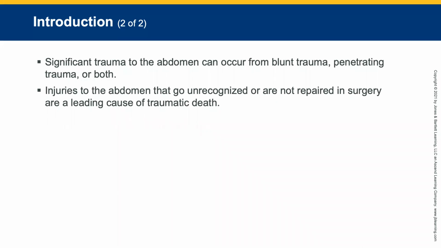So if we don't know they're injured, they're just going to bleed into the abdominal cavity, which holds a ton of blood. If I recall, I want to say it holds almost 4 pints of blood in the abdominal cavity. So you can imagine we only have 5 pints total. So we may be in trouble there.